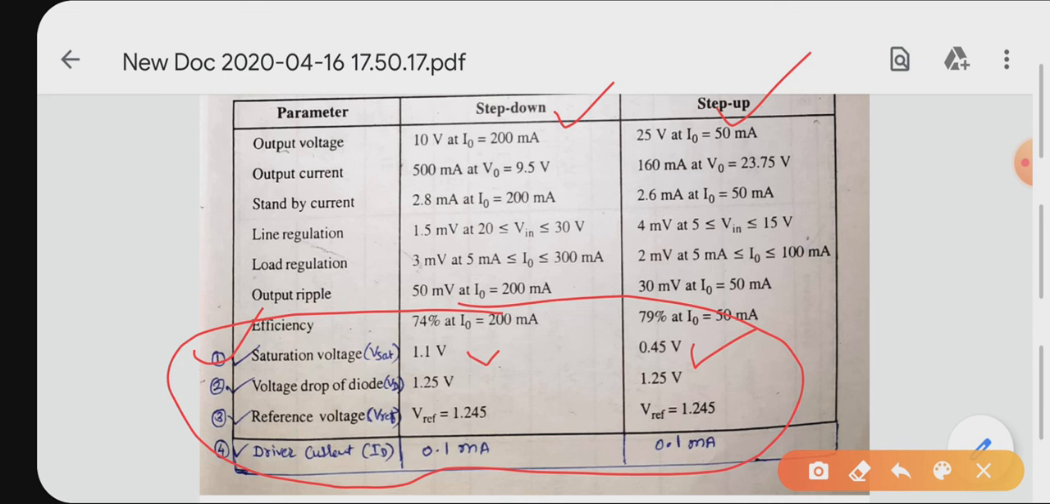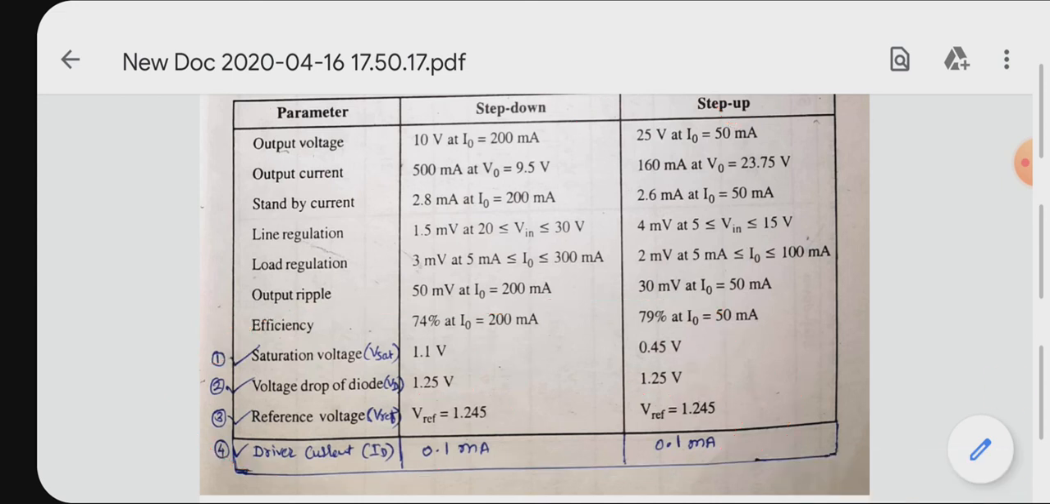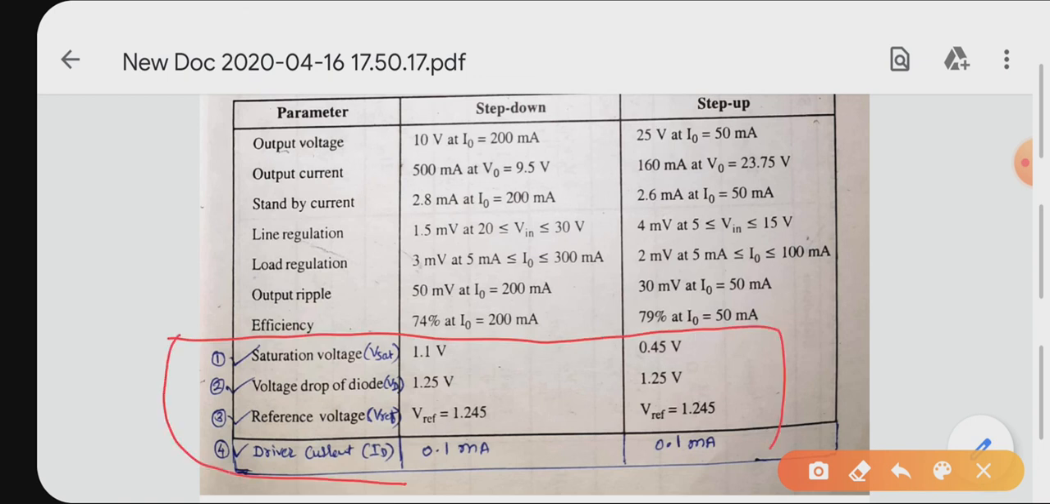Voltage drop in diode Vd equal to 1.25 volt, here also 1.25, here also 1.25. Reference voltage V reference, it is 1.245, again it is 1.245 for step up and step down. Driver current Id is equal to 0.1 milliampere, here also 0.1 milliampere. So you have to keep in mind these four parameters for solving the problem based on IC 78S40, that means SMPS design. Just remember these four values, very important.